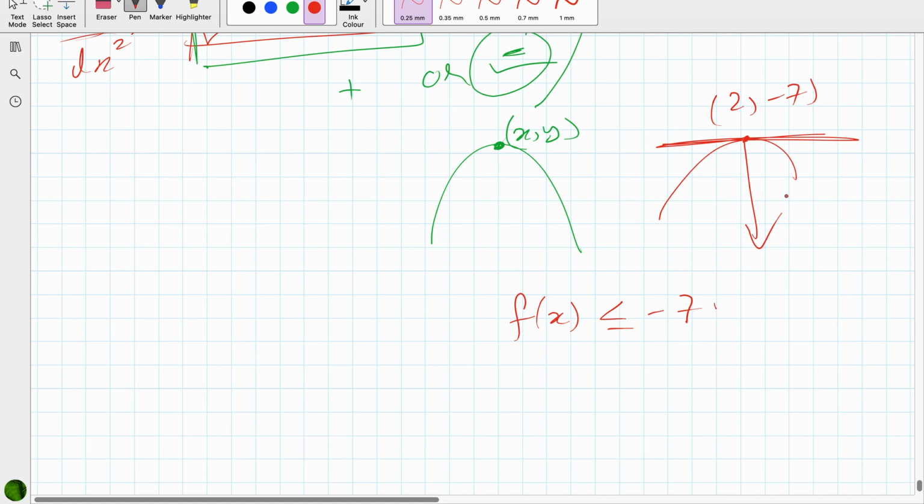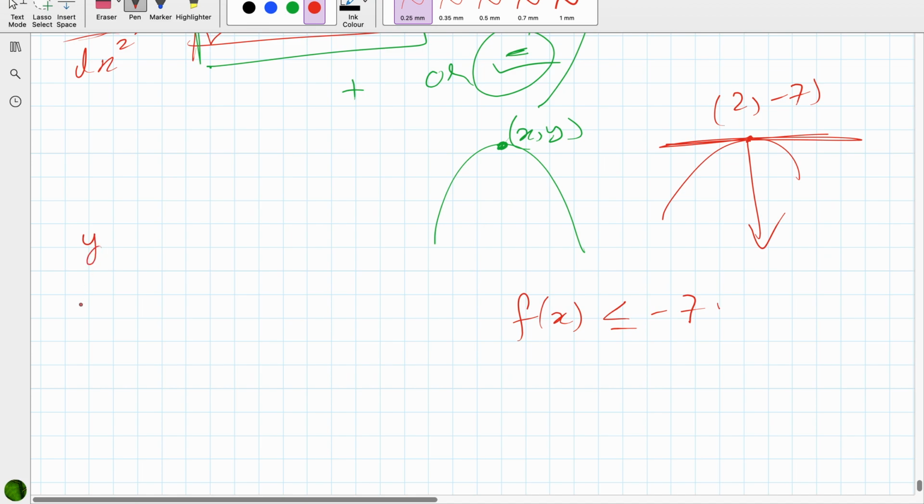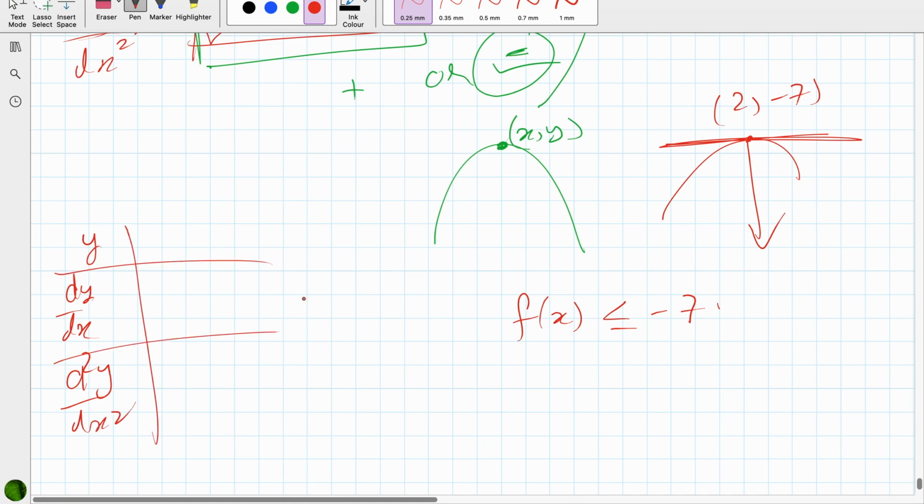Clear? It actually makes no difference whatever the value is, 0, 1, 2, anything. It is always y, dy by dx, d square y over dx square. So it makes no difference whatever value you use.